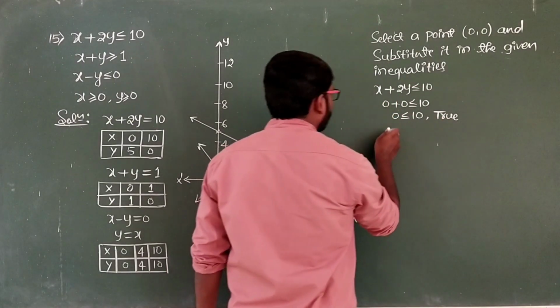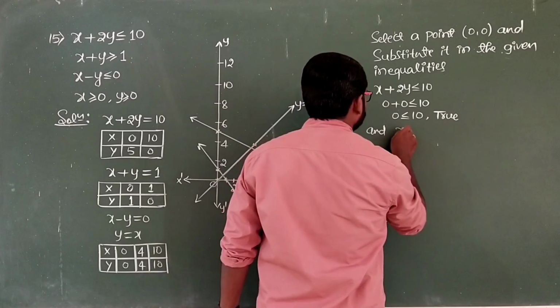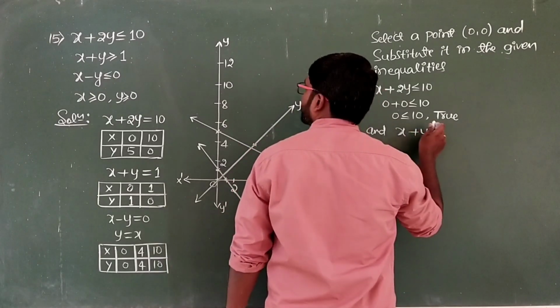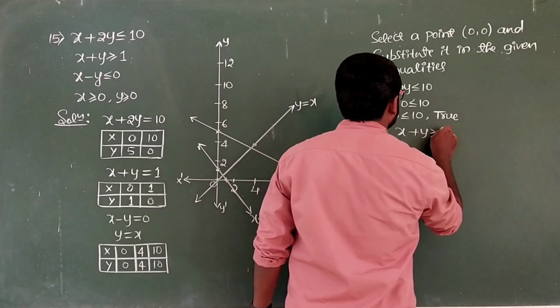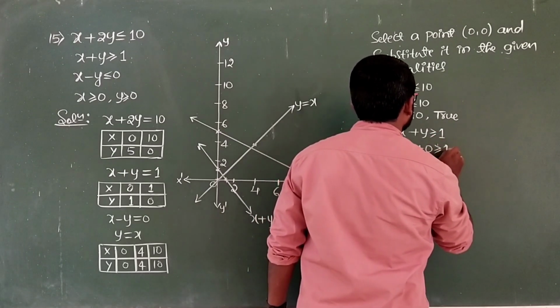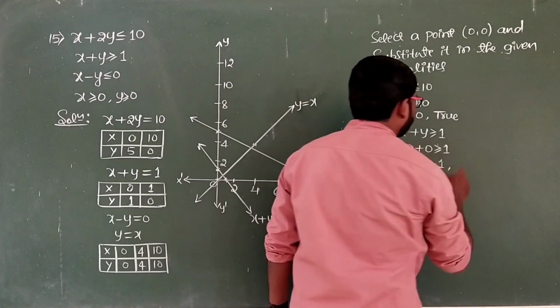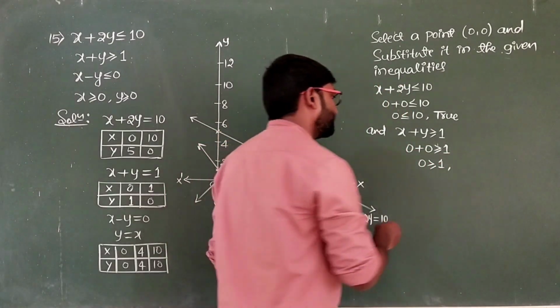Then the second one, x plus y greater than or equal to 1. So 0 plus 0 greater than or equal to 1. So 0 plus 0, it is 0 greater than or equal to 1. 0 greater than 1, which is false.